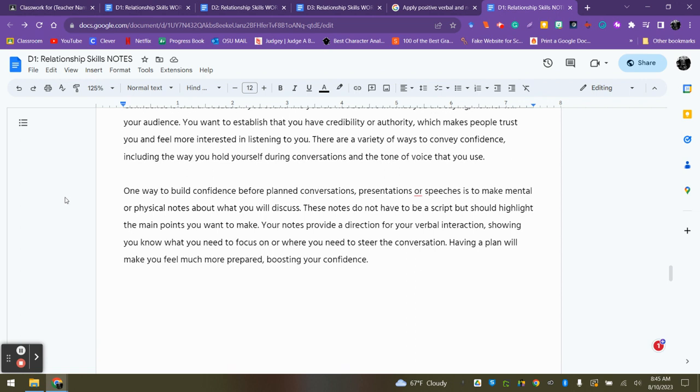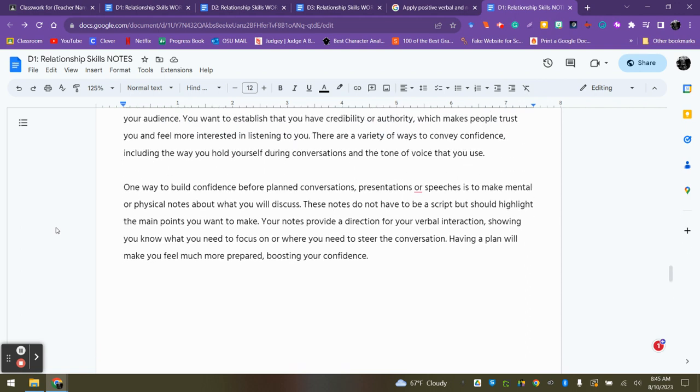One way to build confidence before planned conversations, presentations, or speeches is to make a mental or physical note about what you will discuss. These notes do not have to be a script, but should highlight the main points you want to make. Your notes provide a direction for your verbal interaction, showing you know what you need to focus on or where you need to steer the conversation. Having a plan will make you feel much more prepared, boosting your confidence.